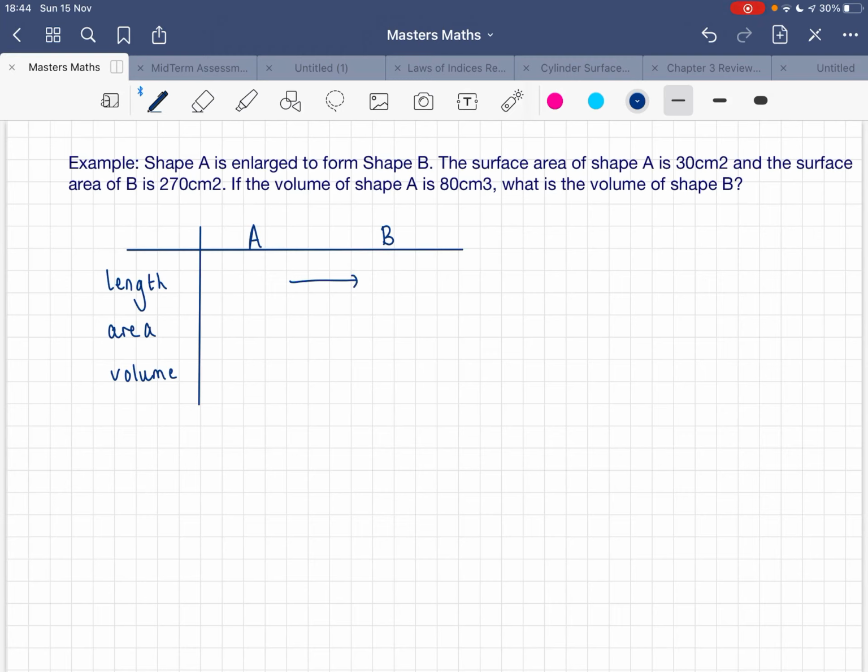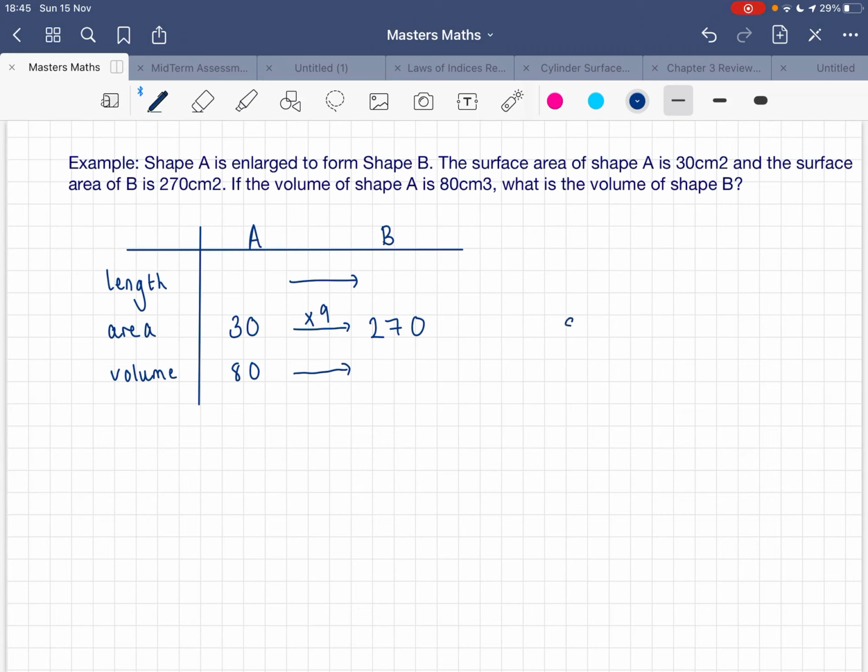So to get the length, we multiply by the scale factor. To get the area, we multiply by the scale factor squared. To get the volume, we multiply by the scale factor cubed. So we know the areas are 30 and 270. And to get from 30 to 270, we have multiplied by 9. And we need to work out the volume of shape B if we know shape A is 80.